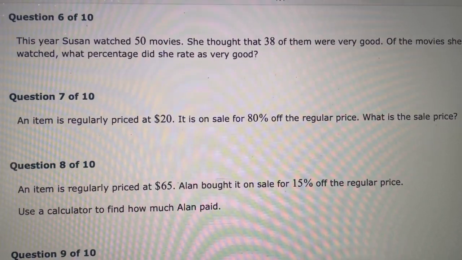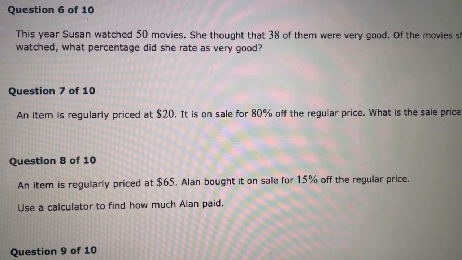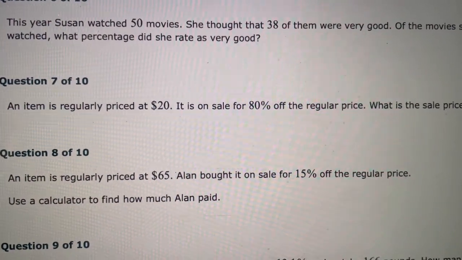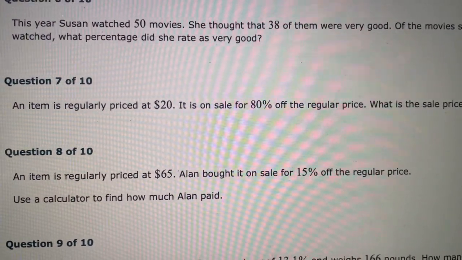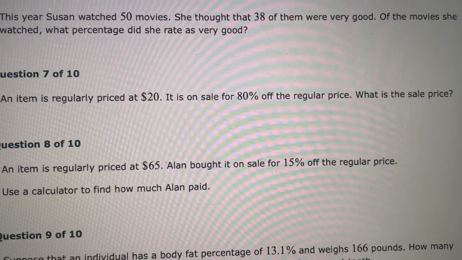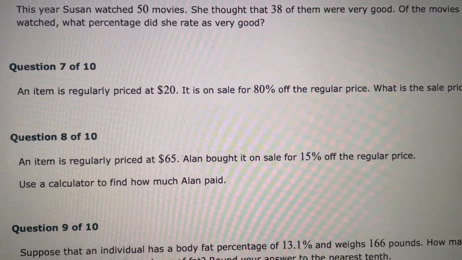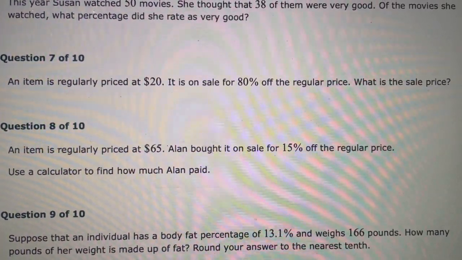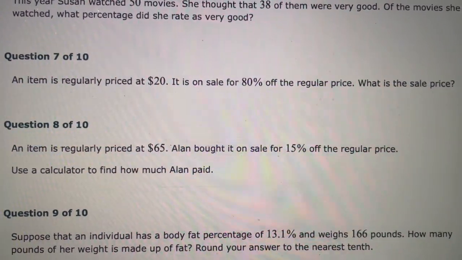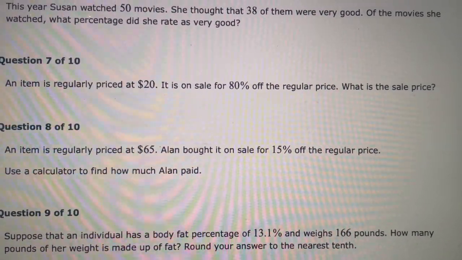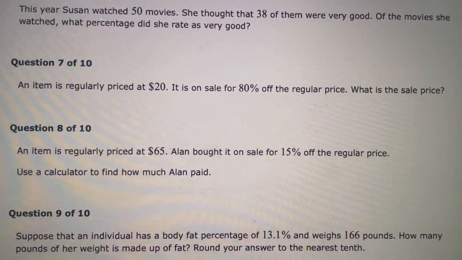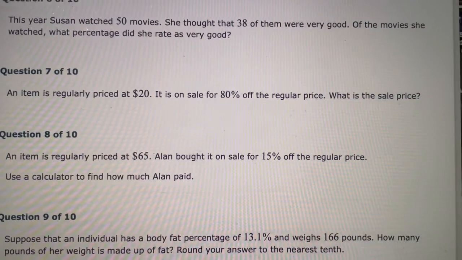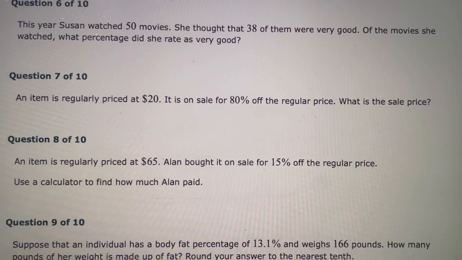Number 7. An item is regularly priced at $20. It is on sale for 80% off the regular price. What is the sale price? Okay, so the regular price is $20 and it is on sale for 80% off of the regular price. What is the sale price?